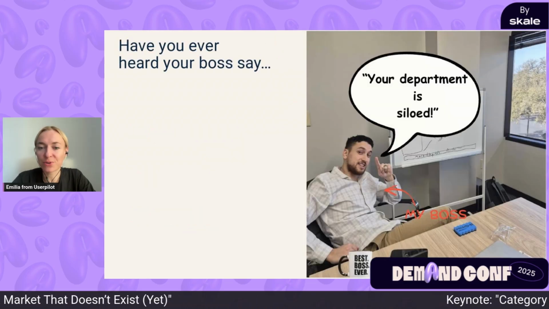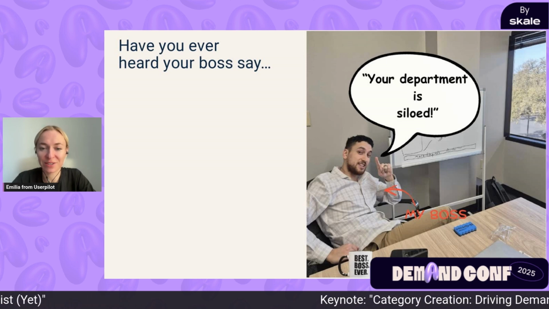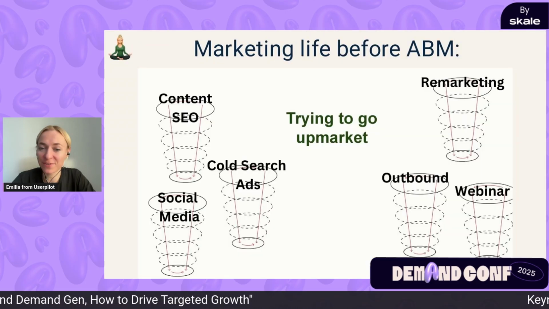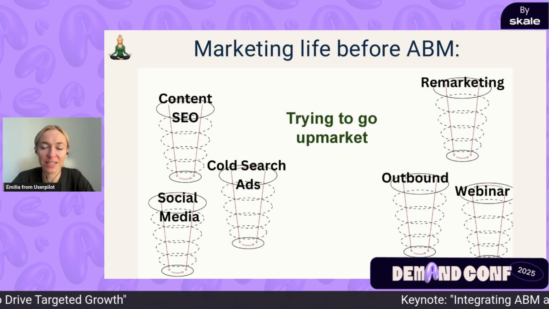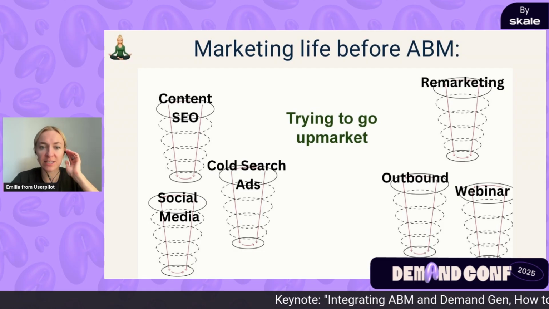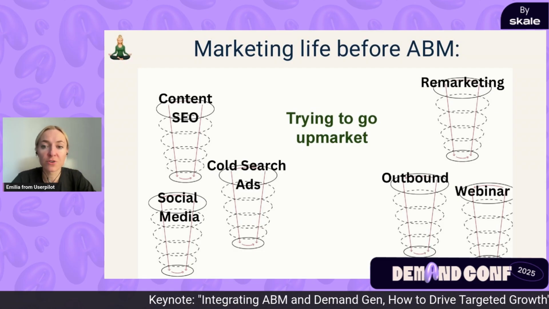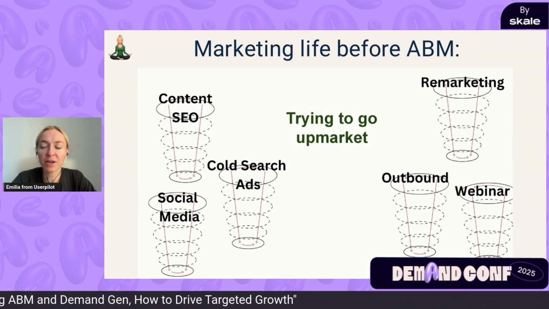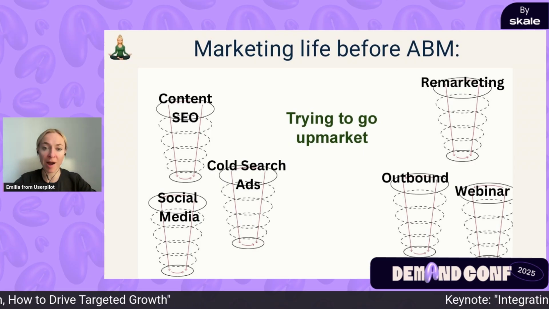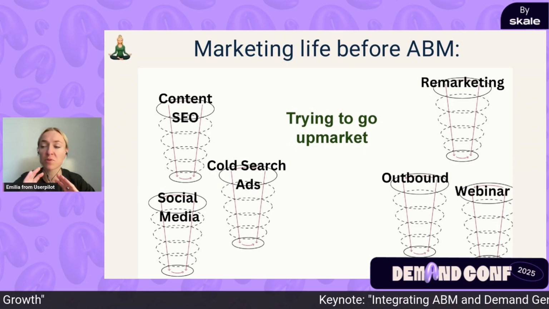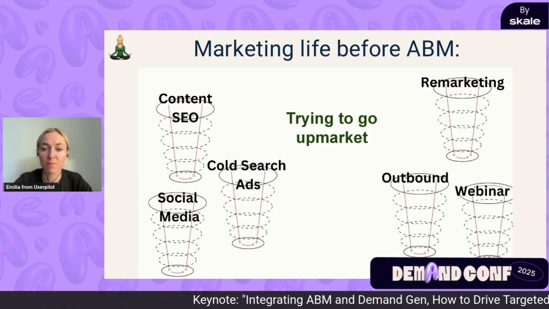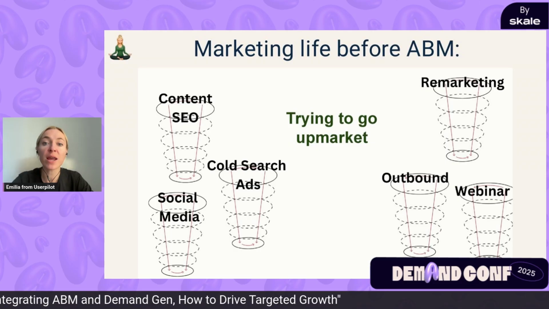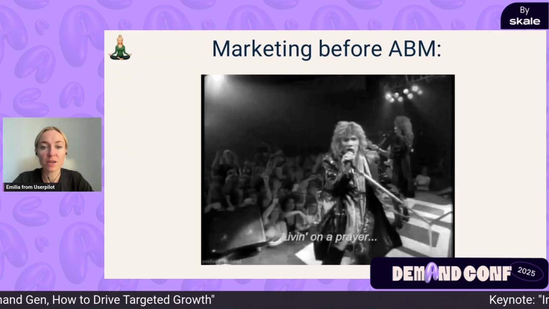Has your boss ever told you your department is siloed? This is actual footage of my boss telling me that. Not a nice thing to hear, definitely, as a head or VP of marketing. But that is a fact for a lot of marketing teams before introducing a unified account-based marketing motion: the marketing department lives in silos grouped around different channels. So you have your content team, your cold search ads, your social media, remarketing, outbound, webinars, you name it, living separately. And somewhere there may be demand gen, which is mostly used for inbound.